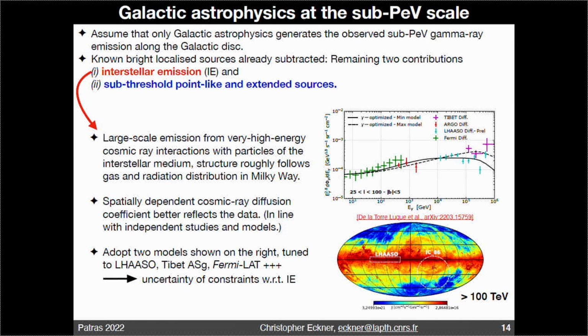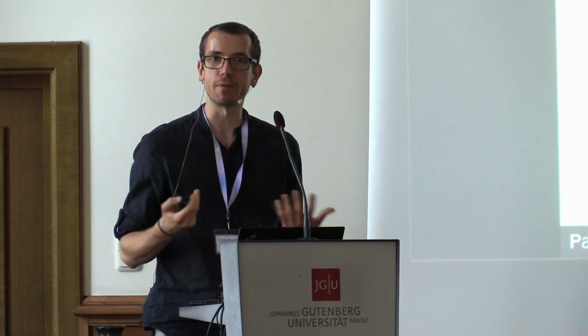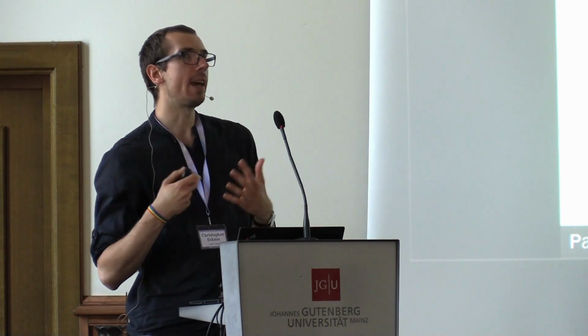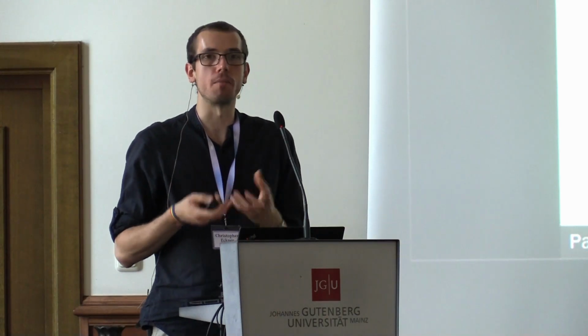And here you see the region of interest, for example, for LASO, the same for Tibet, where we put our analysis exactly in. And this data set, or this model, better to say, has been fit to be consistent with Fermilab data, with Argo data, with LASO data, and also with Tibet ASγ data. And the good thing is it comes in two versions, a maximal and a minimal scenario of emission, so that we can also gauge the uncertainty that we would expect because of the insufficient knowledge of the modeling of this component.